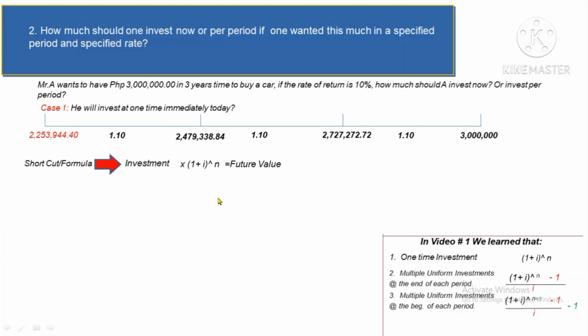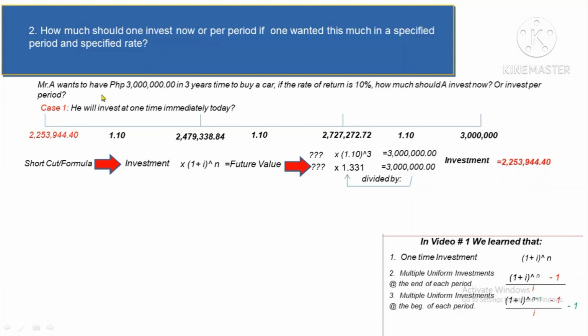So let's substitute. The investment is missing, right? But the interest rate is given, so we can get the future value factor from 1.10 raised to the power of positive 3. And since the desired future value is given, the 3 million, then there is only one unknown. To get that, we have to simplify the equation first by getting the 1.10 raised to the power of 3, and we have 1.331. So, in order to get the unknown, you just have to divide the 3 million by 1.331, and then you're gonna get the amount of investment, which is the same as our solution on the timeline analysis.